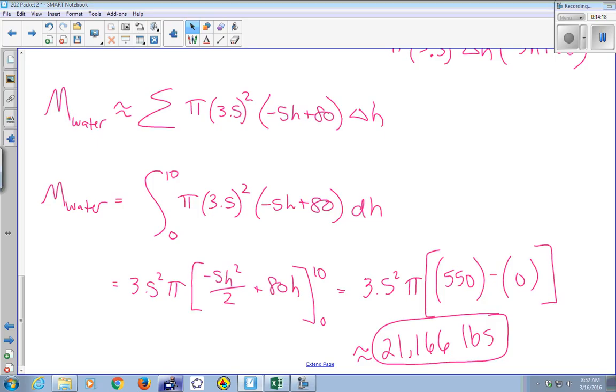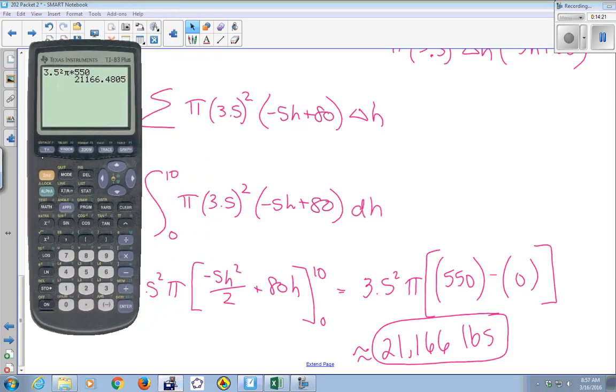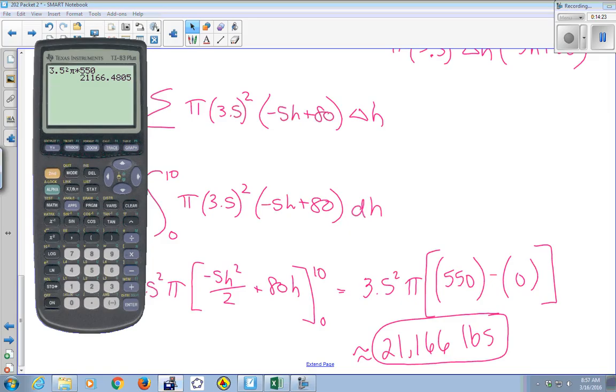Let's just have the calculator double check our integration here. It's a great thing about the graphing calculator. All right, so I'm going to use the function integrator of 3.5 squared times pi times negative 5x plus 80, integrating with respect to x from 0 to 10. We did it right.